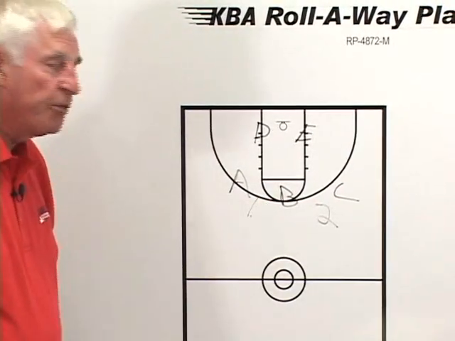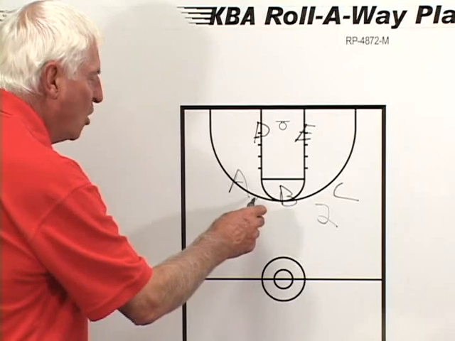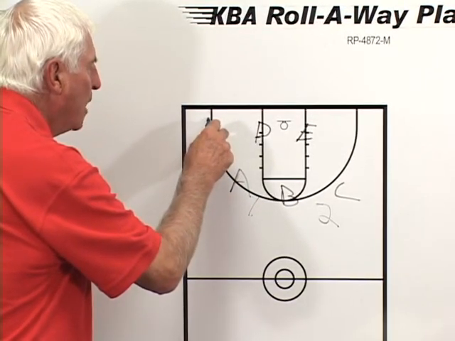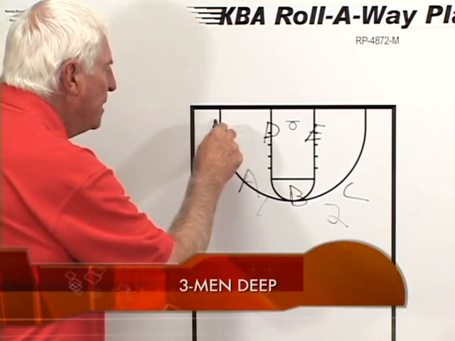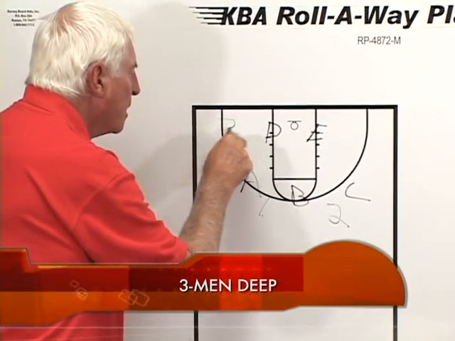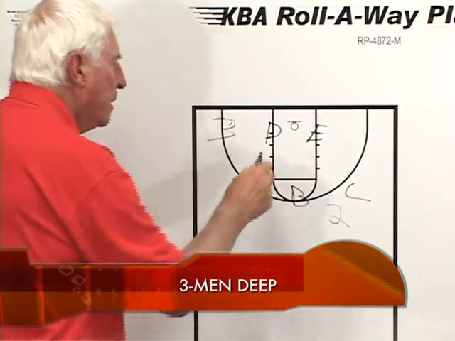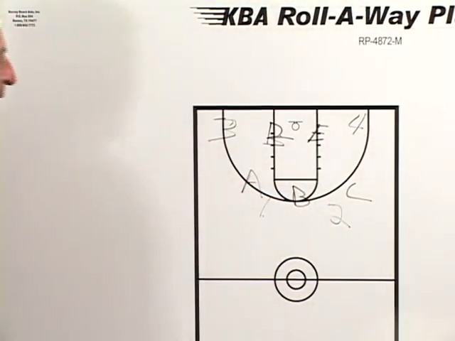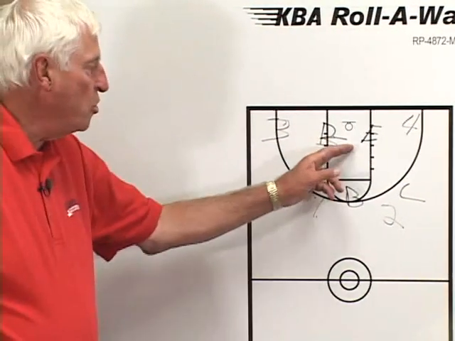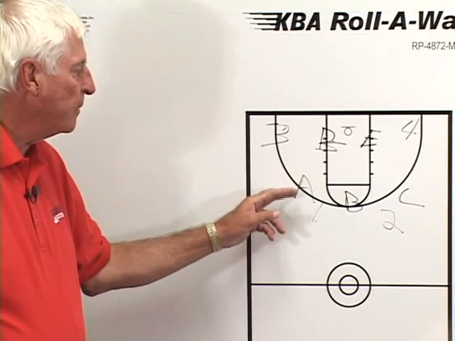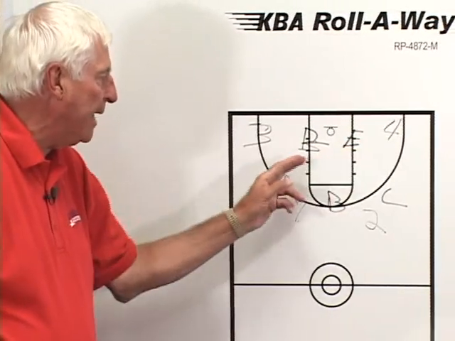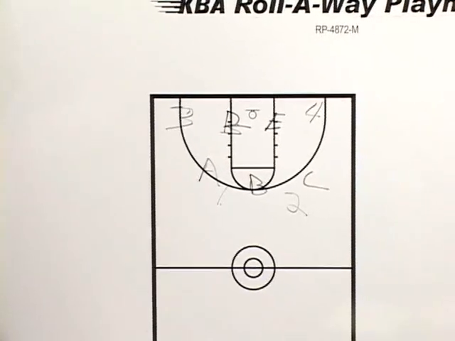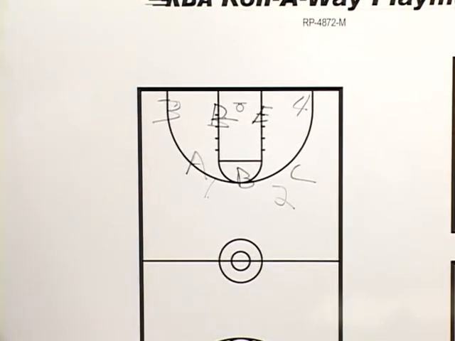Against the 3-2 zone, we play 2 people on top, and then we go into what I call 3 men deep. 3, 5, and 4. And now either 2 guys have to guard 3, or these 2 have to drop back and help D and E. That's a very difficult alignment for a 3-2 zone to play against.